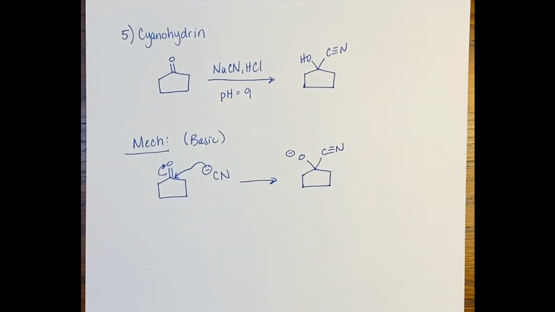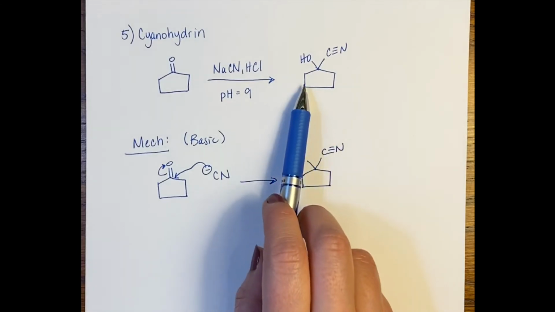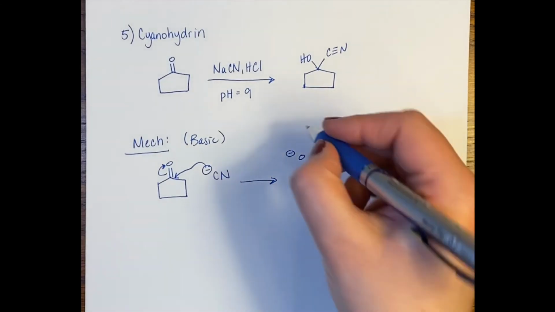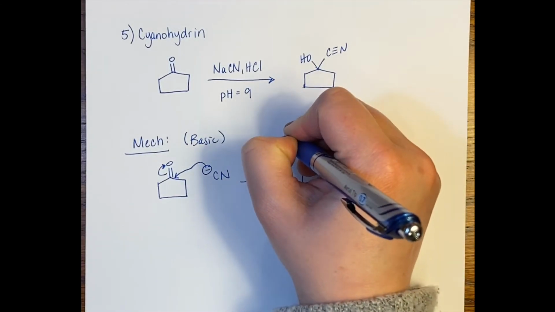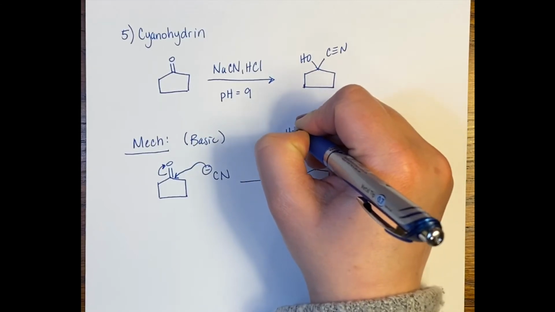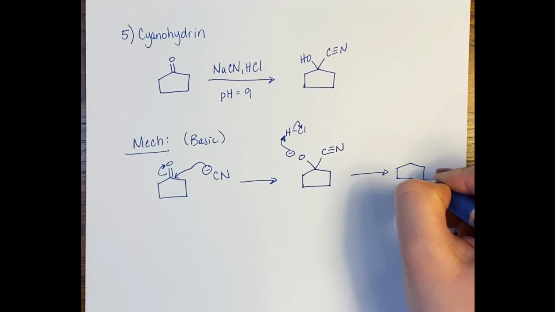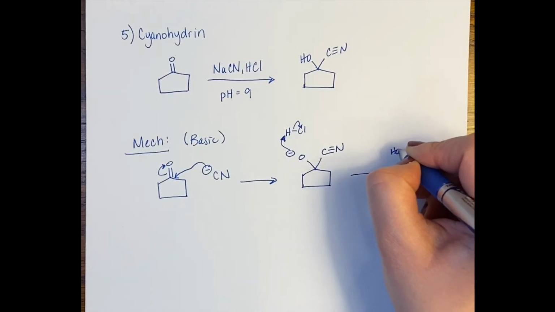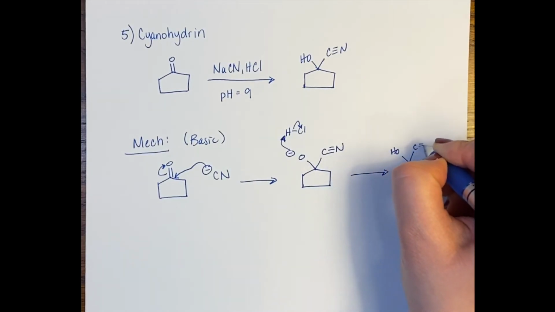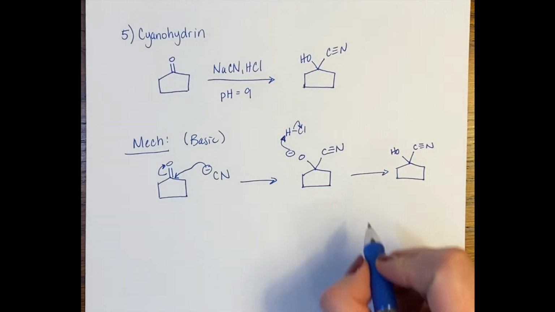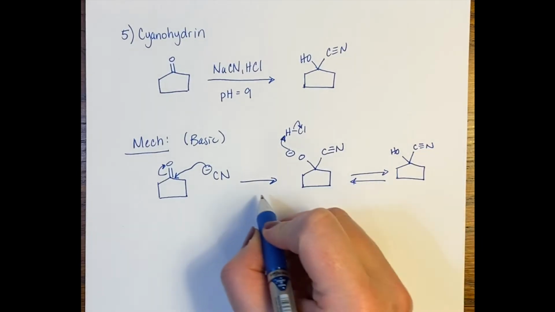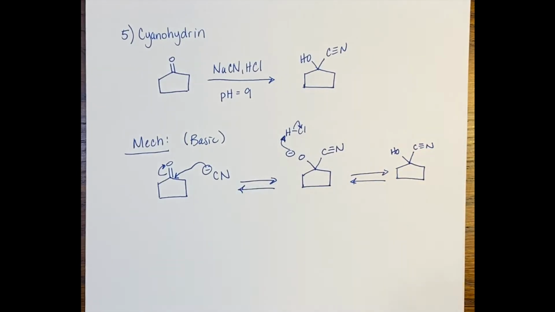Now in this reaction, there will be a small amount of protons around in order to allow me to get my cyanohydrin product. So I can pick up a proton from the acid that is around, and that's going to then give me my cyanohydrin product. This is a reversible mechanism, so all of these arrows should be equilibrium arrows.